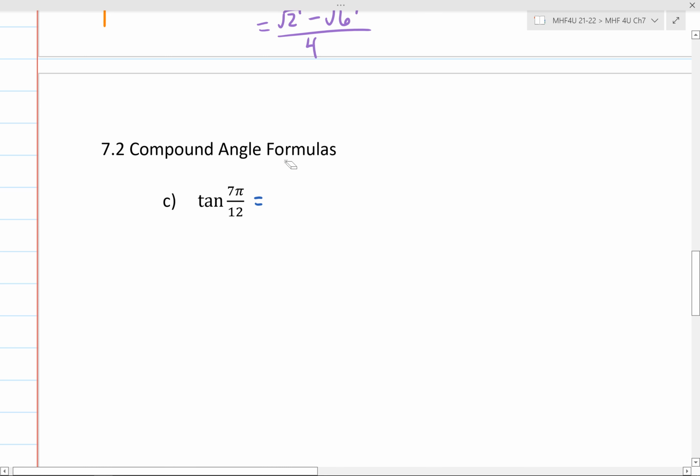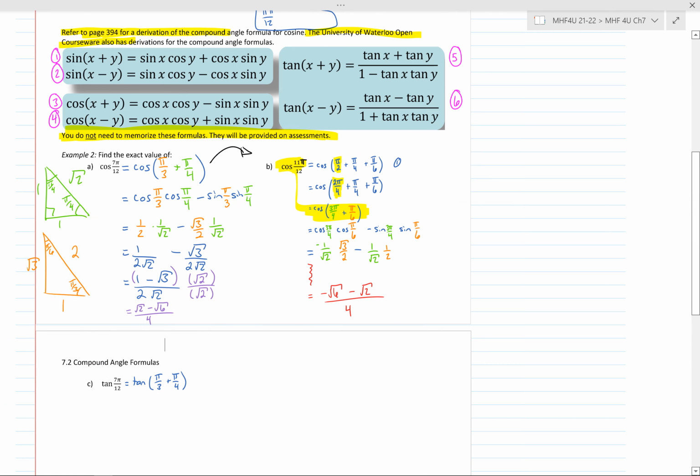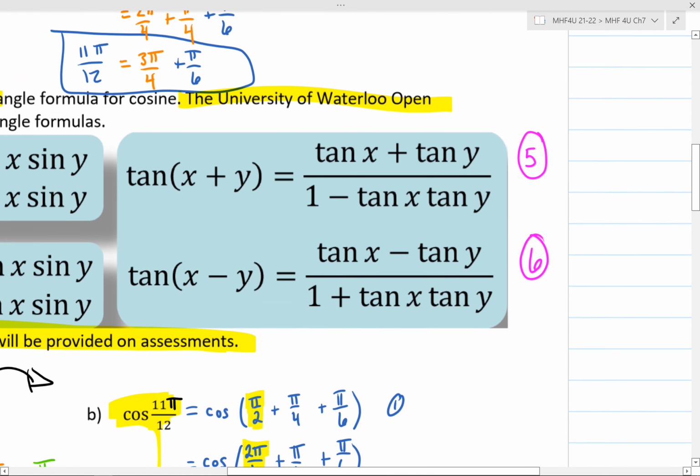That is, this is equal to the tangent, don't forget to write that part in, of pi over 3 plus pi over 4. Okay, well, the tangent of pi over 3 plus pi over 4, we know we're working with a compound angle formula that has tangent involved, and we know we're working with a sum, not a difference, that is we're working with addition, not subtraction right here. And if that's the case, then we're working with equation 5 up here, the sum of two angles of a tangent function.